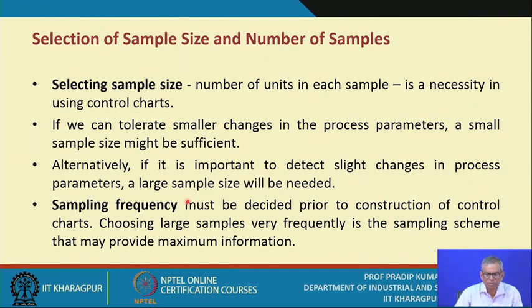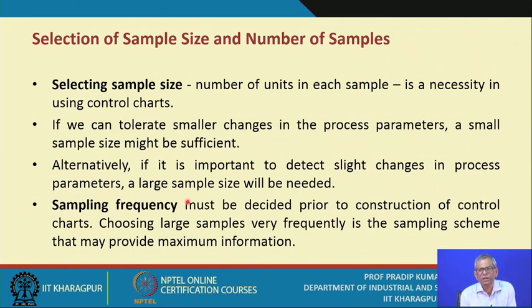Now, selecting the sample size, that is, essentially the number of units in each sample that is to be determined, is a necessity in using a control chart. So that is very, very clear. Otherwise, you just cannot construct the control chart. If we can tolerate smaller changes in the process parameters, this point is to be noted, a small sample size might be sufficient.